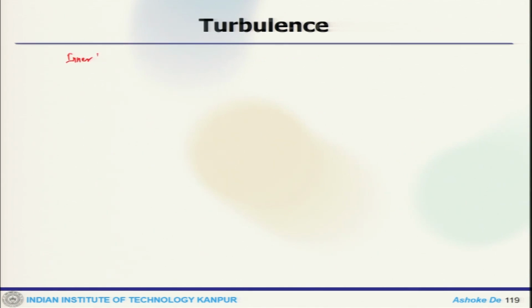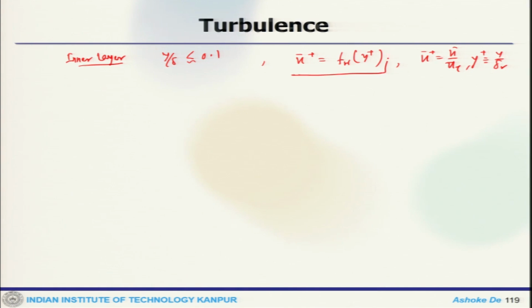One is the inner layer, where y by delta is less than 0.1. This is close to the wall and the length scale delta is not that important. So, what we get is u plus equals f w of y plus, where u plus equals u bar by u tau and y plus equals y by delta v. So, this is called the law of the wall.